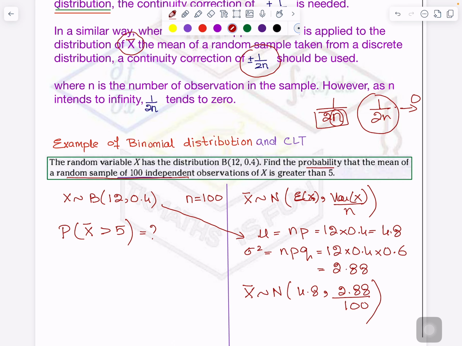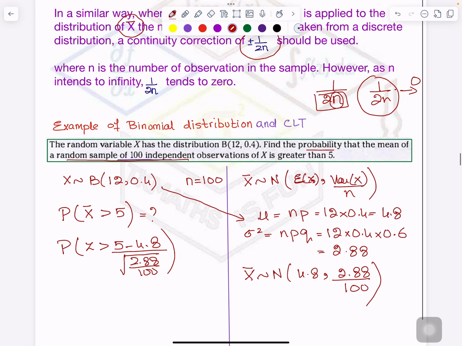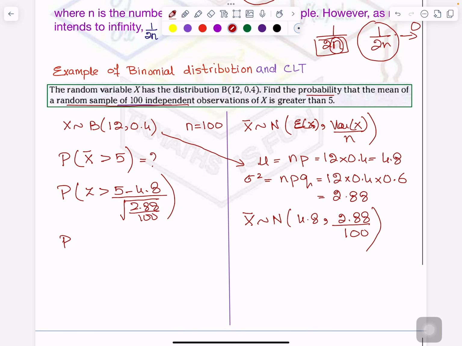You can write down this sentence. Now I'm continuing here. It will be z greater than 5 minus 4.8 over the square root of 2.88 over 100. This will give me the value of z as 1.179.